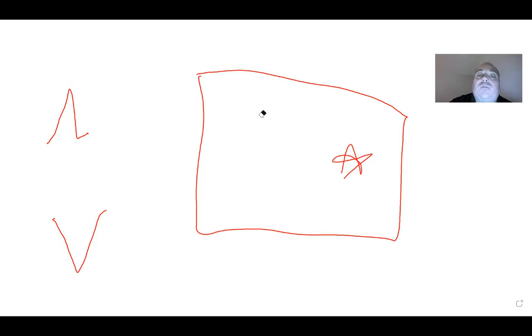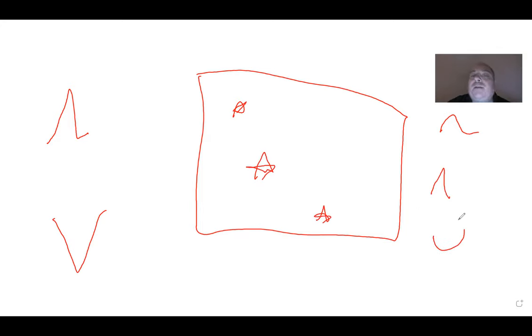Well, why do they have different morphologies? Okay, because if the electricity in the atrium originated here, your P wave might look like that. If it originated here, your P wave might look like that. And if it was like here, it might look like that. So when electricity comes from a different place, it looks different on the EKG. Like there's a different morphology to it.